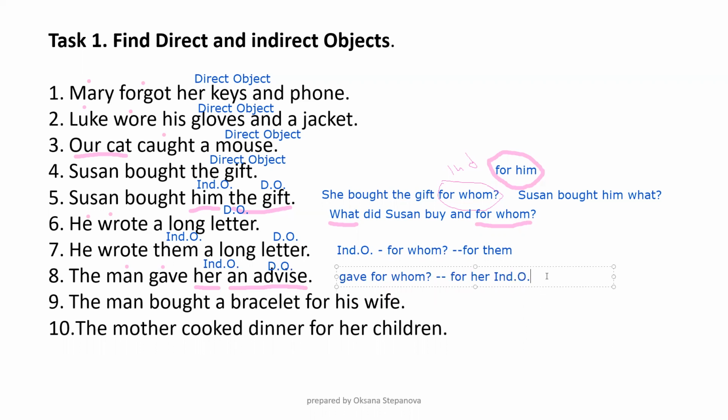And the man gave what? He gave an advice. So he gave what? The man gave what? Gave an advice. This is the direct object.